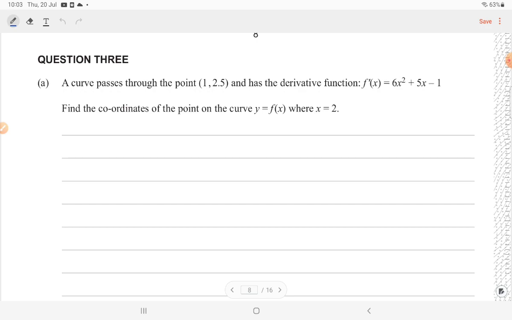So let's integrate f dash x. If we take the integral, integrating is this simple, and we're integrating with respect to dx. So this is the integral of 6x squared plus 5x take away 1 dx. This is the symbol for anti-differentiating.